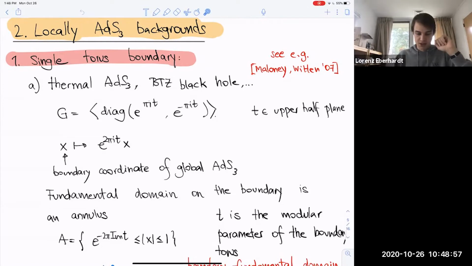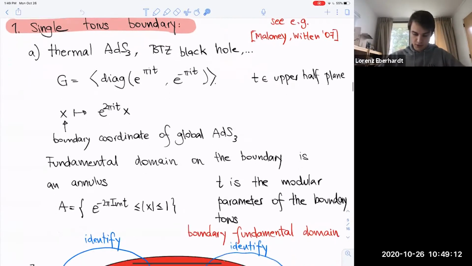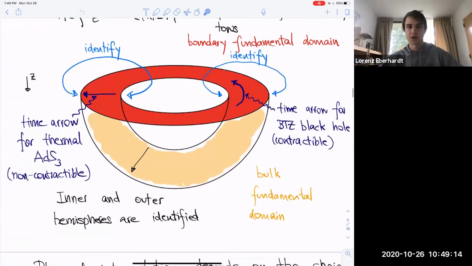And in this case, the fundamental domain is the annulus. So you can always bring it into this annulus, and now the group action identifies the inner circle of the annulus and the outer circle of the annulus, and that's why you get the torus. Okay, so let's draw a picture of that thing.